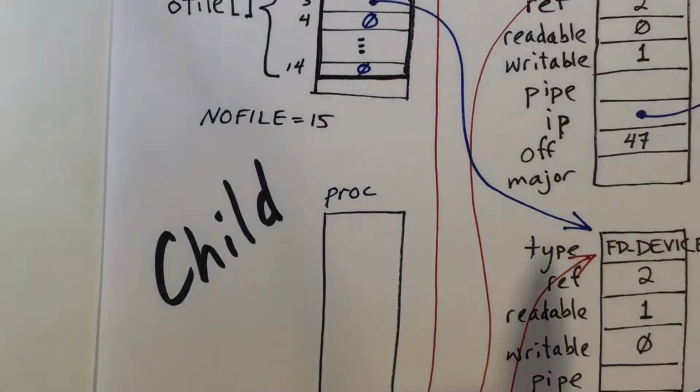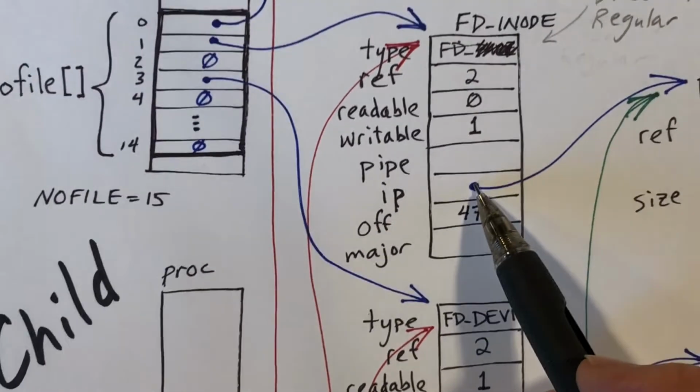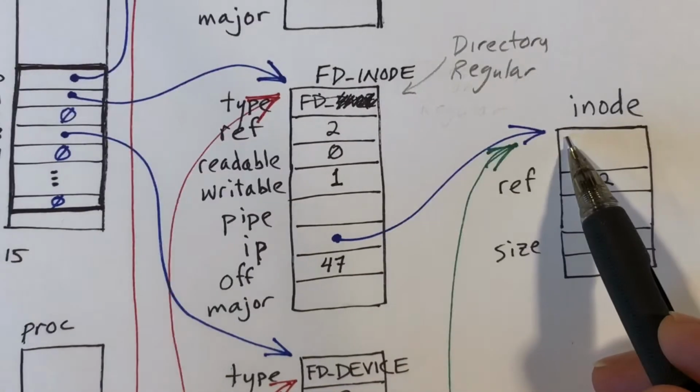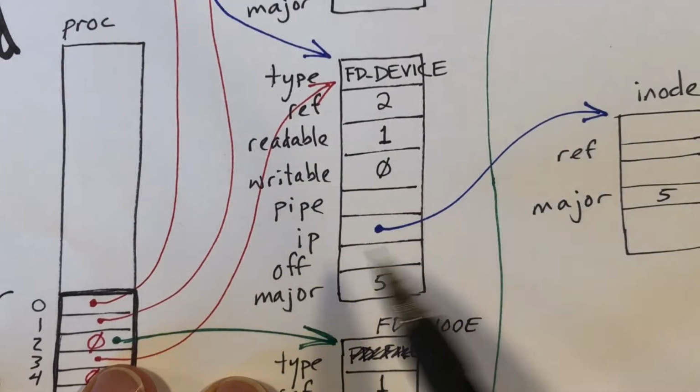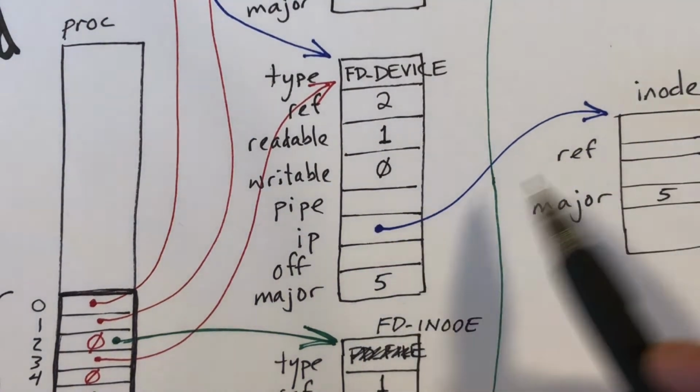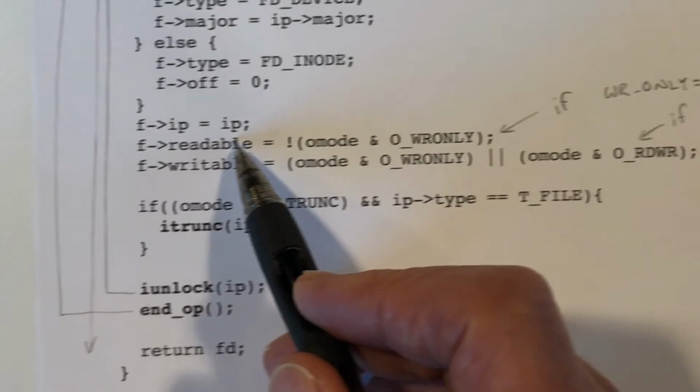Finally, we need to fill in the IP pointer in the file structure to point to the inode, whether it's a directory or a regular file, or whether it's a device file. We need to set the IP field to point to the inode structure, and we do that here.